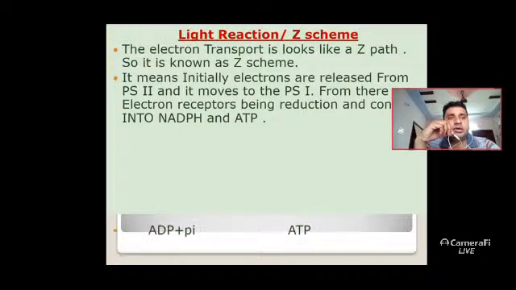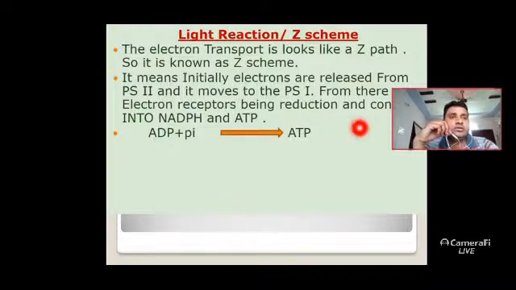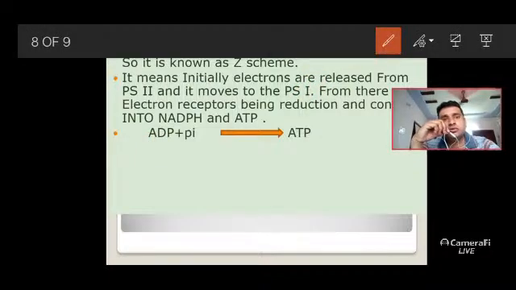Now you can understand how this ATP was formed. ADP means adenosine diphosphate, which has only two phosphates. Whenever ADP connects with one more phosphate from photosystem 1, that is called ATP. So ATP is one of the end products in the light reaction.